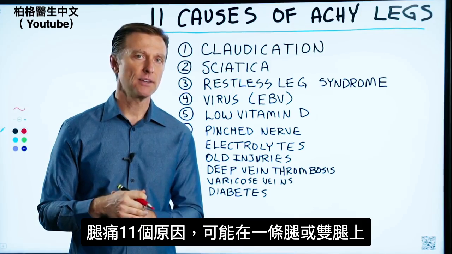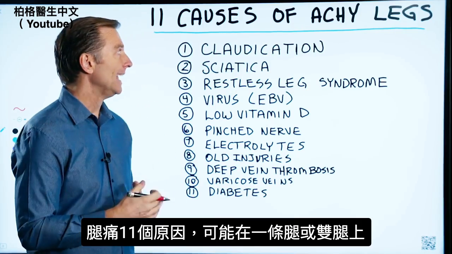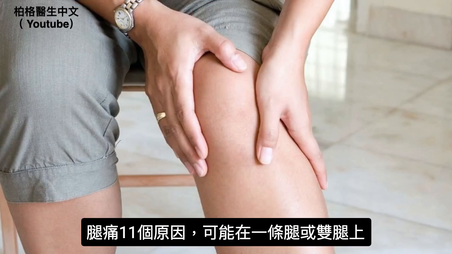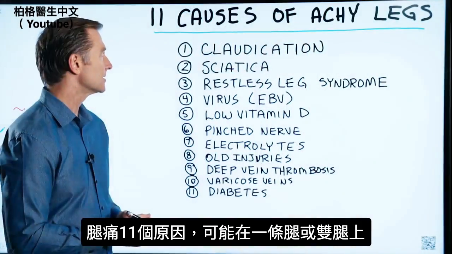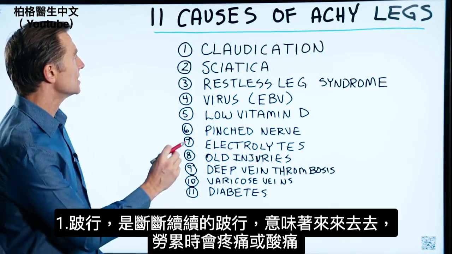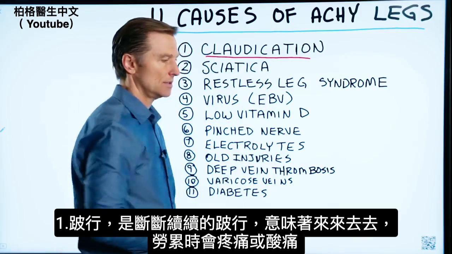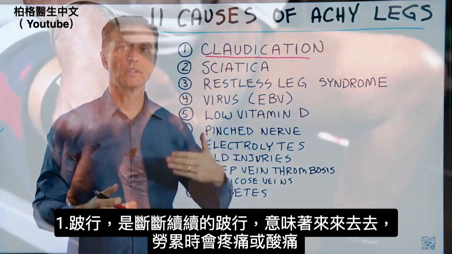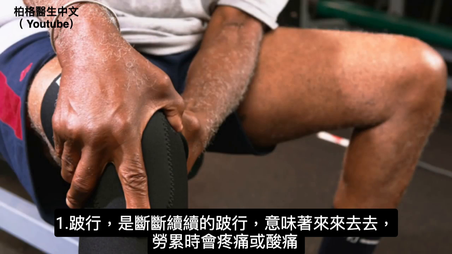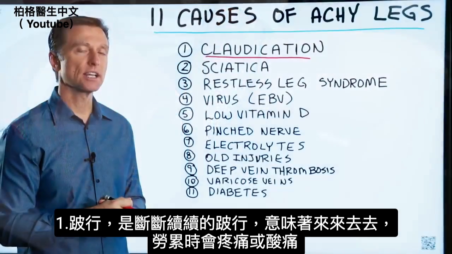Let's talk about the 11 potential causes of achy legs. Now, it could be in one leg or the other leg or both legs. So number one, you have this condition called claudication, as in intermittent claudication. Intermittent means it comes and goes. It has to do with pain or achiness upon exertion.